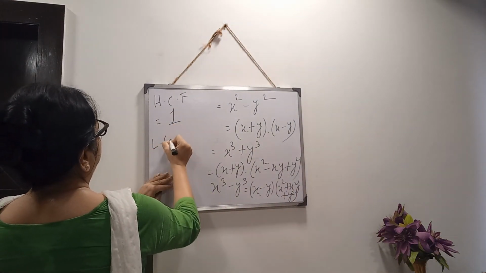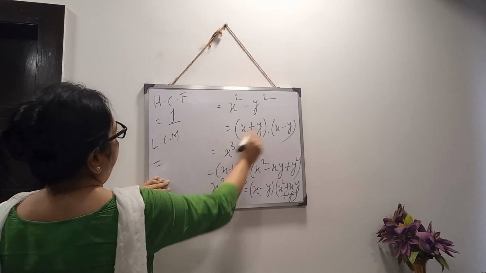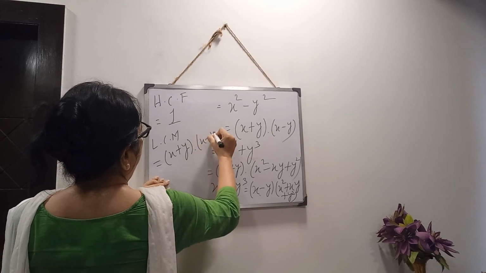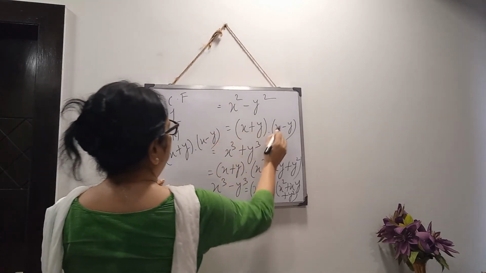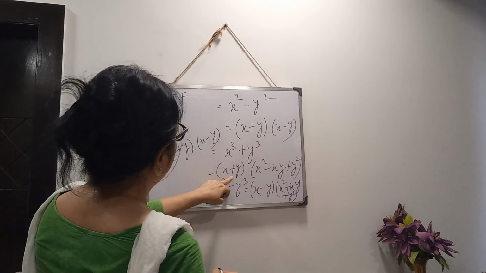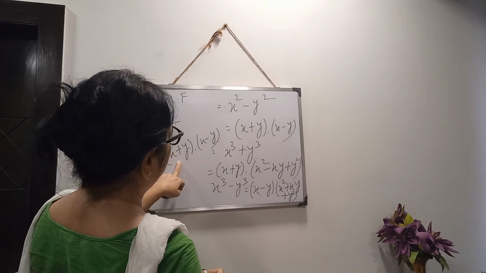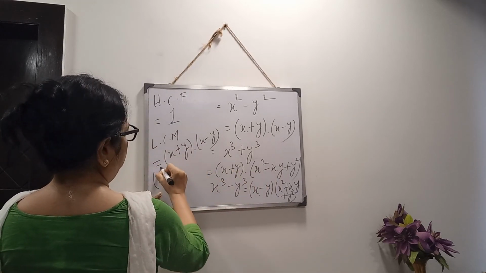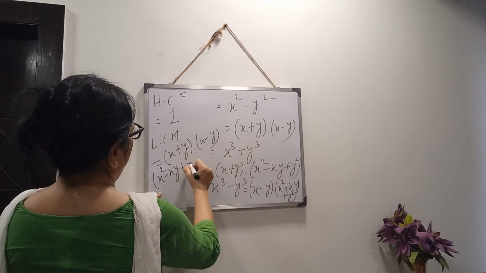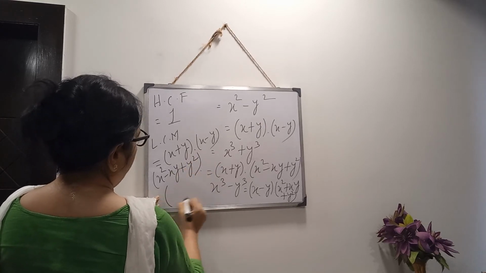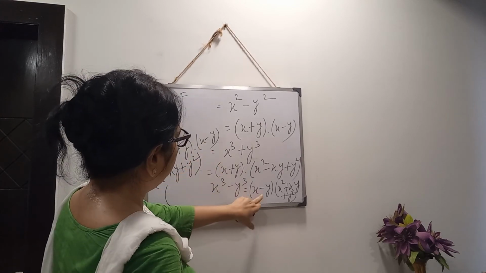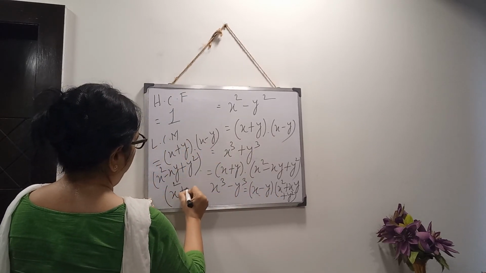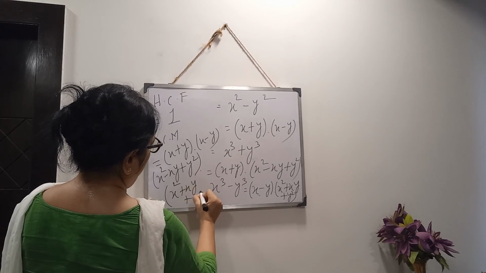And LCM. In finding LCM, write down the factors first from the first term, this into this. Now in the second term you see x plus y already you have written, so no need to write it again. Clear? But this is not written, so write down this x square minus xy plus y square. And in the last one, x minus y already is there, but this term is not there. X square plus xy plus y square.